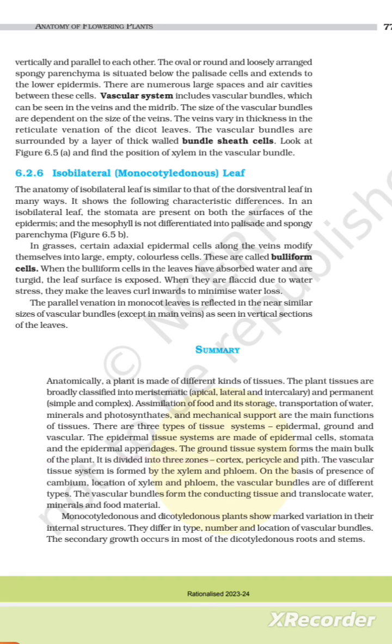It is divided into three zones: cortex, pericycle, and pith. The vascular tissue system is formed by the xylem and phloem. On the basis of the presence of cambium, the vascular bundles are of different types. The vascular bundles form the conductive tissue and translocate water, minerals, and food materials. Monocotyledonous and dicotyledonous plants show marked variation in their internal structure. They differ in type, number, and location of vascular bundles. Secondary growth occurs in most of the dicotyledonous roots and stems.